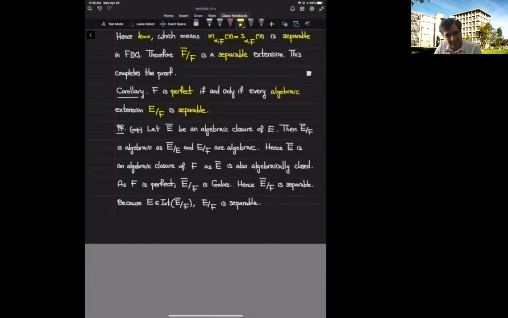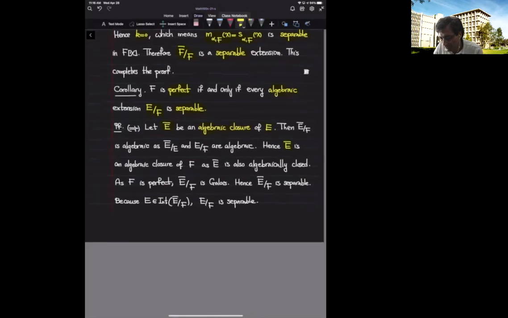Again, this is an argument that we had earlier, that if E bar is an algebraic closure of this algebraic extension E, then E bar itself is also an algebraic closure of the base field F. The whole point is that E bar is already algebraically closed. We only need to argue that E bar over F is an algebraic extension, and this is the case because both of these blocks, E bar over E and E over F, are algebraic, and a tower of algebraic extensions is an algebraic extension. So E bar is an algebraic closure of F.